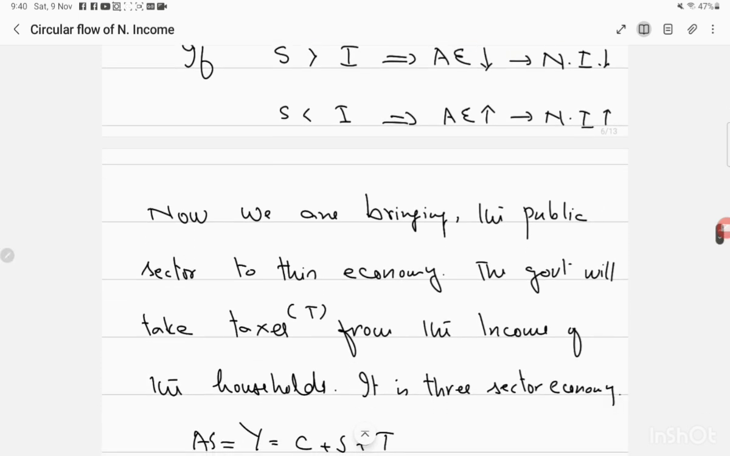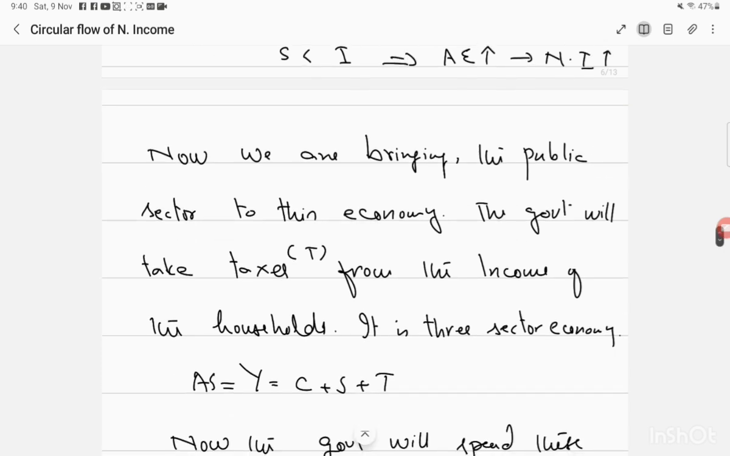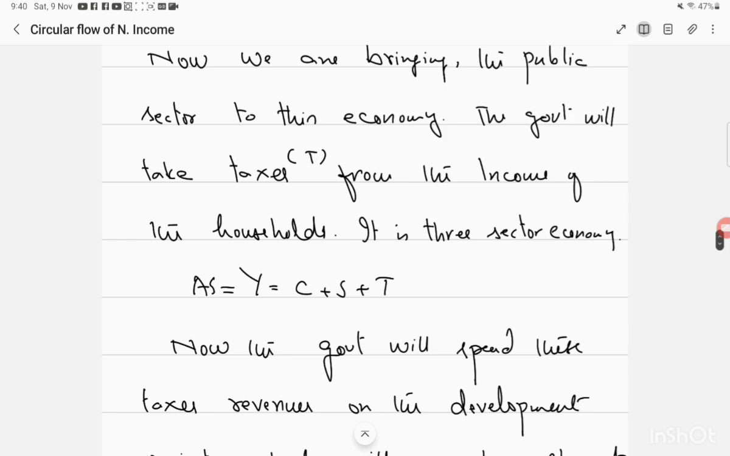Now, by bringing the public sector to this economy, the government will take taxes. Taxes are taken from the incomes of the households. They are part of the withdrawals. What are these? The withdrawals from the circular flow. All right. It is a three sector economy. So now income is divided into three parts, C plus S plus T.